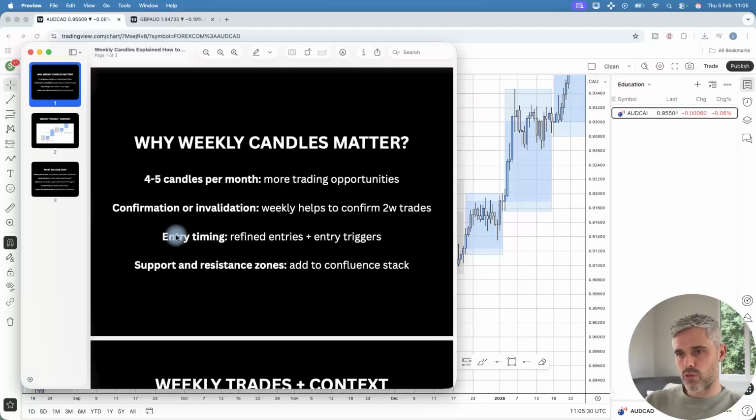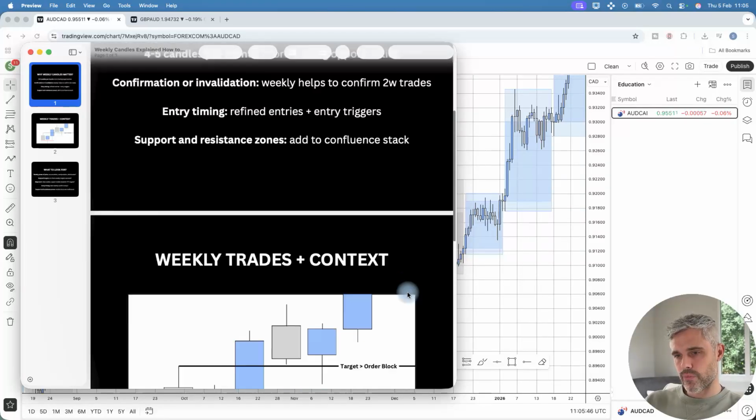They also help to refine entry timing, so better entries, better entry triggers. Also, they offer support and resistance zones to understand where price may want to react from. So again, it's adding confluence. We're going to cover that in a lot more detail in series 2.